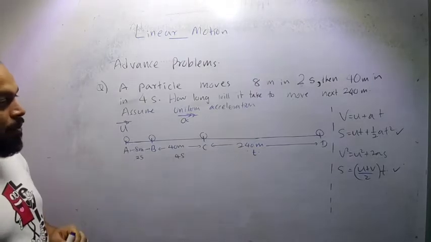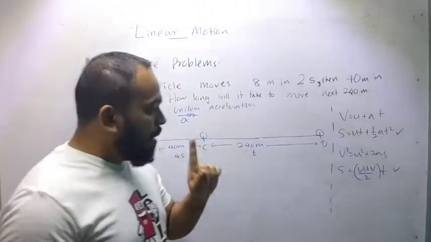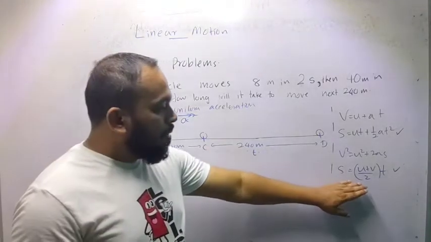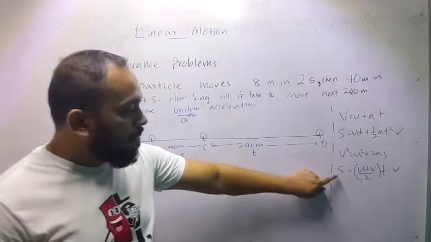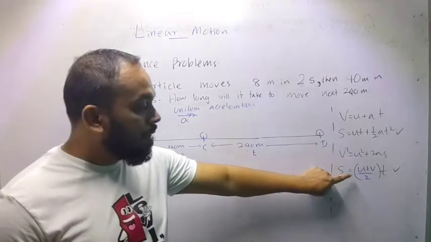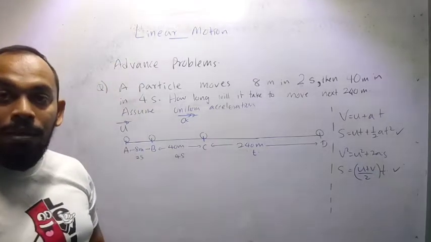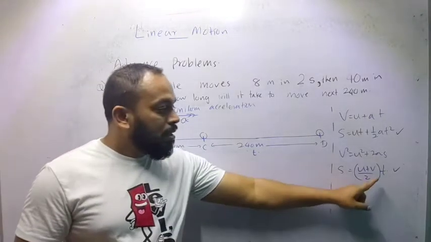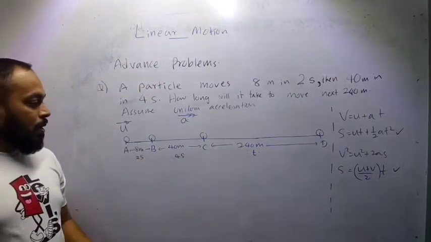බලමු. මම මෙහෙම දෙයක් කියන්නම්. මම මේ formula එක පාවිච්චි කරනවා. Right? We have S equals (u plus v) divided by 2, times t, which means we can put equations from A to B.